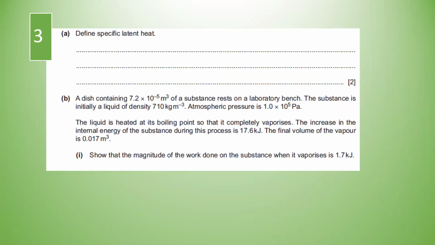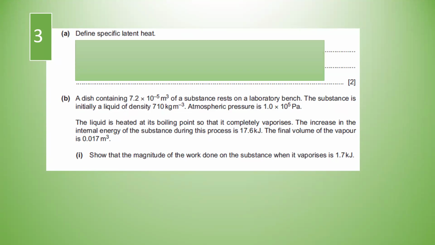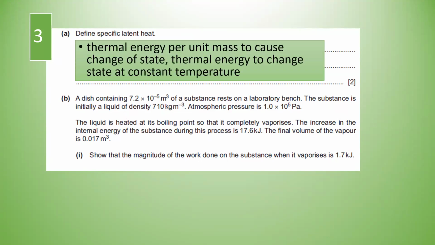Define specific latent heat. How to define specific latent heat? Thermal energy needed to change state of the substance at constant temperature. Thermal energy per unit mass to cause change of state at constant temperature.